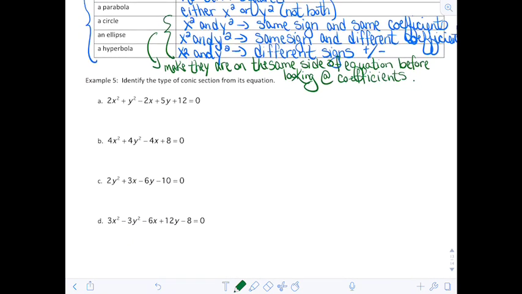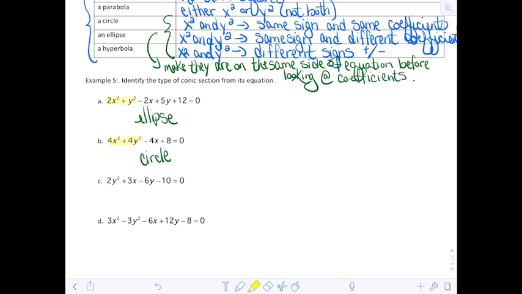Okay, so let's look at these examples down here. It says to identify the type of conic section from its equation. So I have two squared terms. I have an x squared and a y squared. However, the coefficients are different, but they do have the same sign. So when you have the same sign but different coefficients, this is an ellipse. In equation number 2, I have 4x squared and 4y squared, so I have an x squared and a y squared. They are the same sign and they are the same coefficients, so this is a circle.